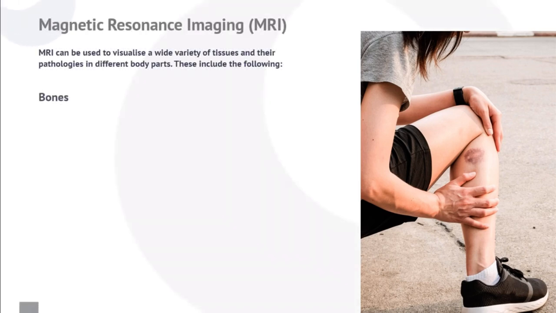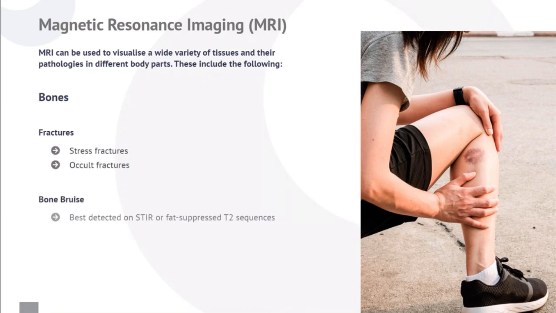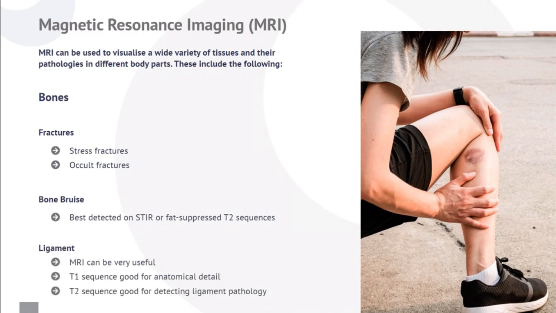MRI can be used to visualize a wide variety of tissues and their pathologies in different body parts. These include the following: bones, fractures, stress fractures, occult fractures, bone bruise. Best detected on STIR or fat-suppressed T2 sequences. Ligament. MRI can be very useful. T1 sequence good for anatomical detail. T2 sequence good for detecting ligament pathology.